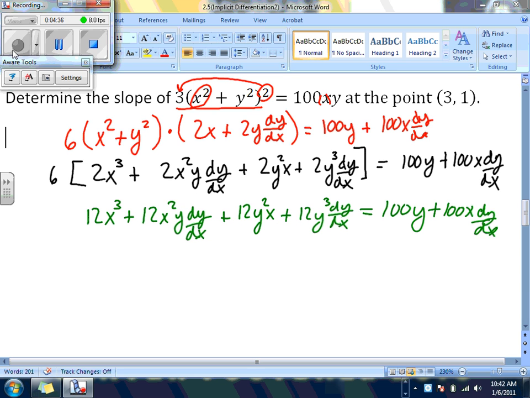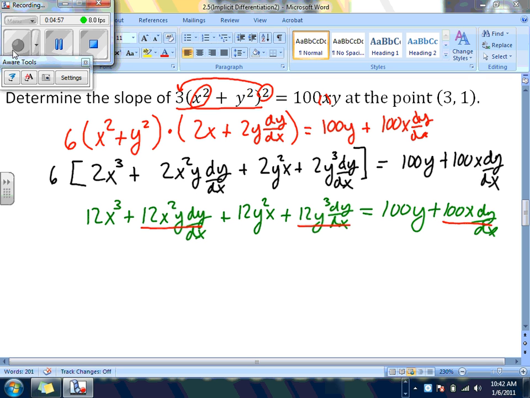Alright, now I'm going to isolate, so I'm going to get all of my dy/dx's. Any term that has a dy/dx goes on my left side, and any term that does not have a dy/dx goes on the right side. So I'm going to keep this term, and I'm going to keep this term, and I'm going to move this term over to the left.